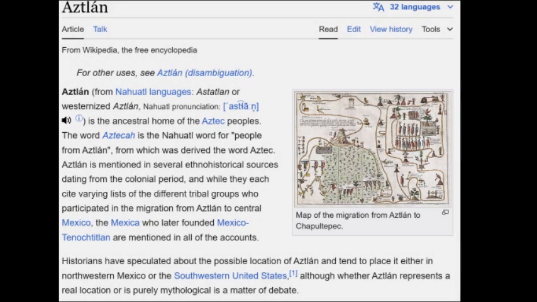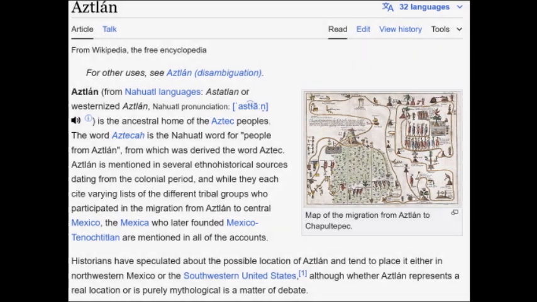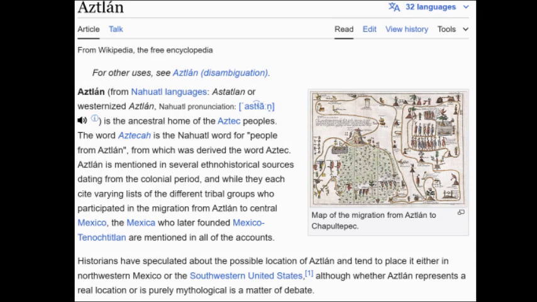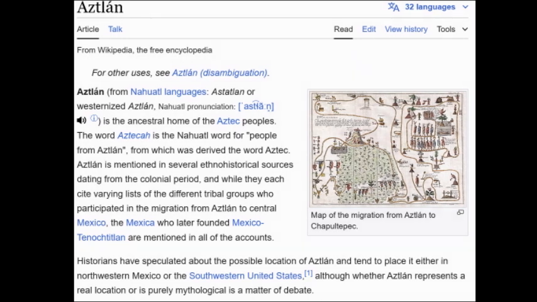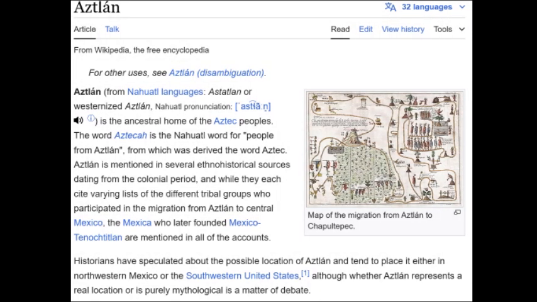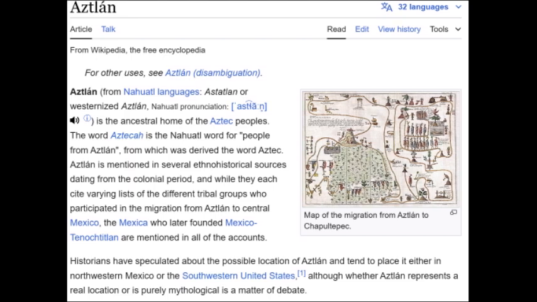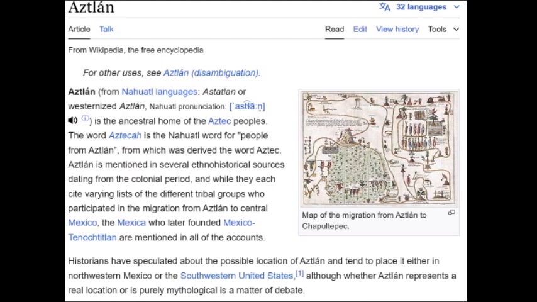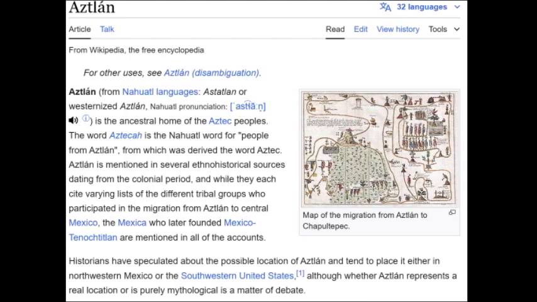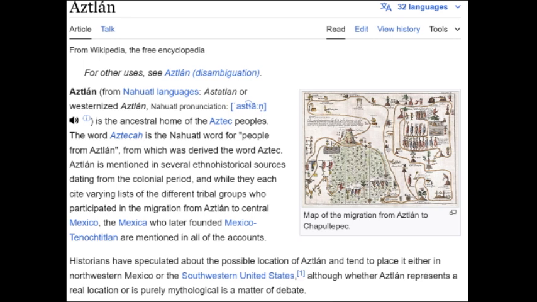Atlan is the central home of the Aztec peoples. The word Azteca is the Nahuatl word for people from Atlan. So here you have multiple overlays at work, just like with all the other things, ways to obfuscate the viewpoint towards these particular subjects. From which was derived the word Aztec.